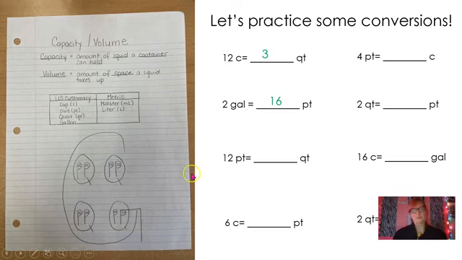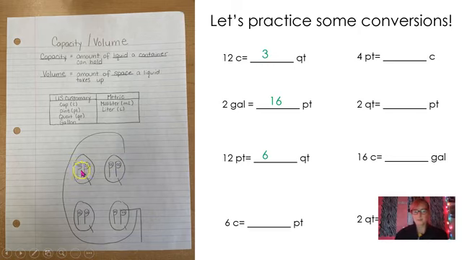Next, I want to know 12 pints and how many quarts that would be. Well, I don't have enough pints here, but I do know that 2 pints equals 1 quart. So I could count by 2s until I get to 12, or I could do 12 divided by 2, which is 6. So 12 pints equals 6 quarts.